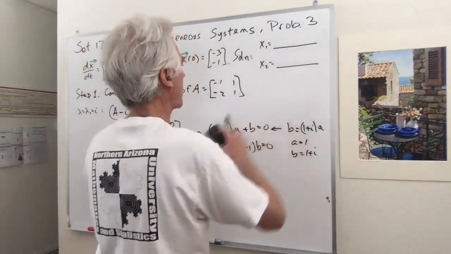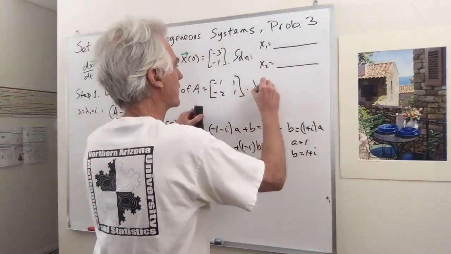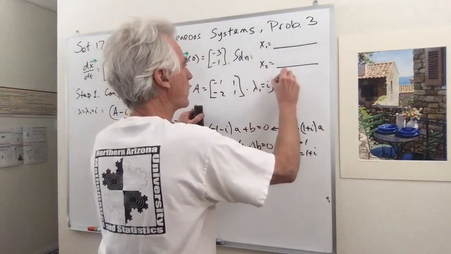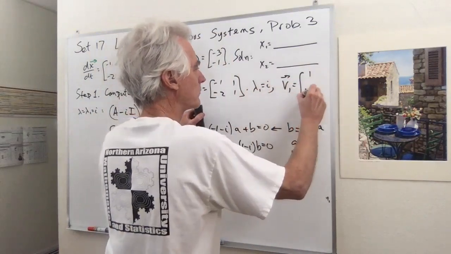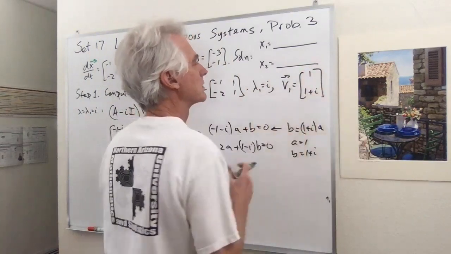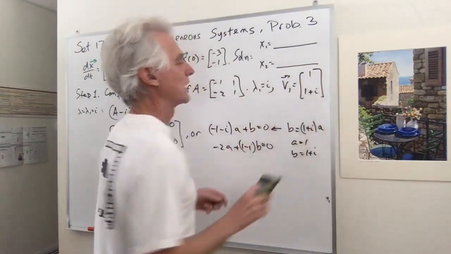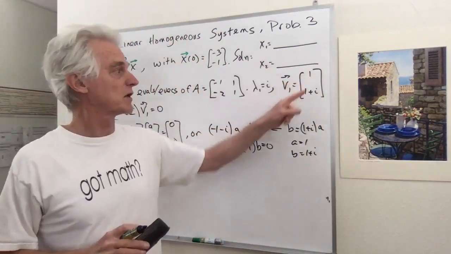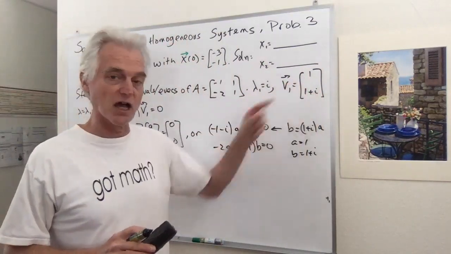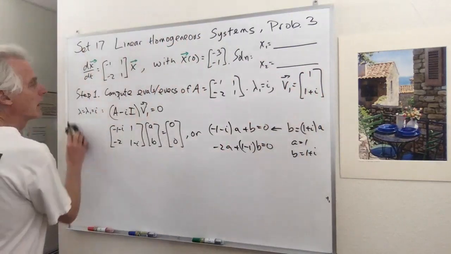So let's summarize. We have lambda 1 is i, and we have v1 is [1, 1 plus i]. And I don't need lambda 2, because lambda 2 is minus i, and v2 is [1, 1 minus i]. Okay, cool.